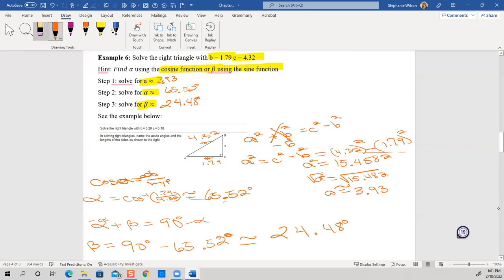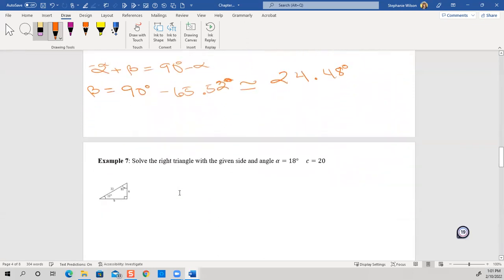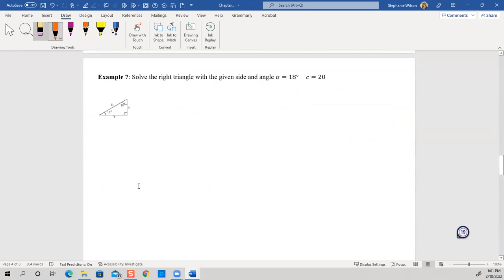All right, very good. Moving on to our next one. Example 7. Example 7 says solve the right triangle with the given side and the angle. So your given angle is 18 degrees.